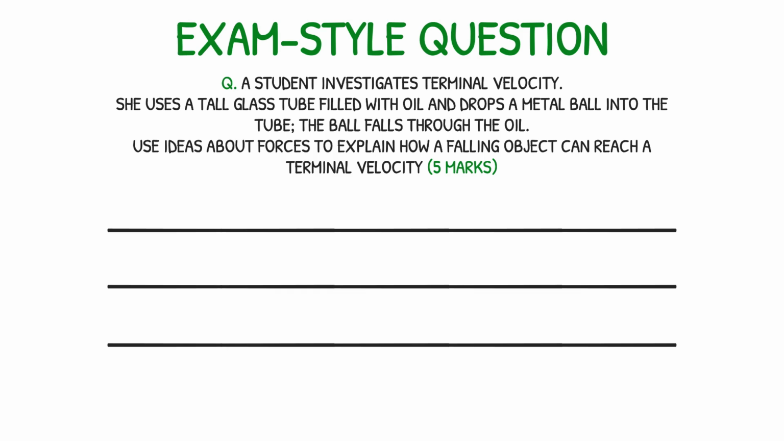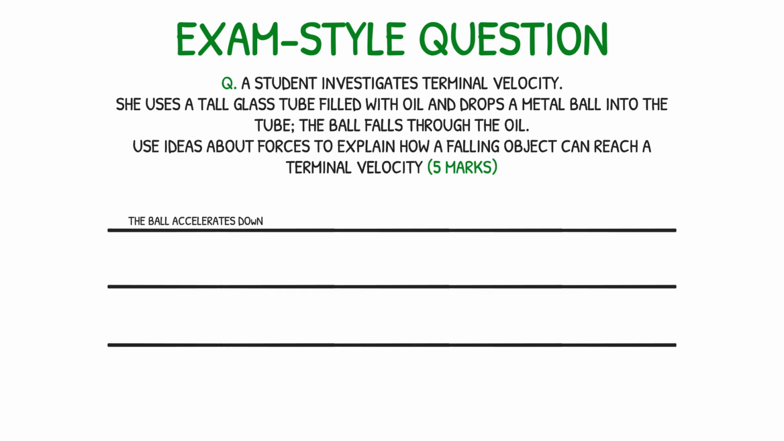As discussed earlier in this video, terminal velocity is achieved when the opposing forces acting on a falling object become equal, therefore causing the object to move at a constant speed. The same is true for this scenario.